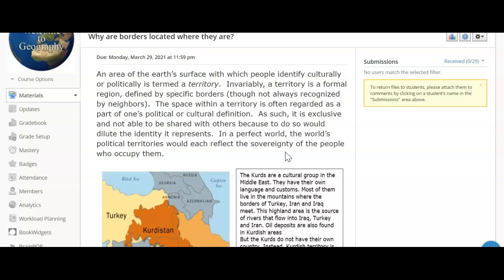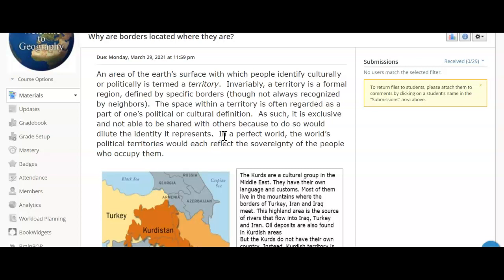So if you think about some of our big cities, they have areas like Koreatown or Chinatown. I know that in California they have a lot of places like that, and people of that ethnic group tend to live and create businesses in the same area. So that's their territory. It's exclusive and not able to be shared with others because to do so would dilute the identity it represents. So if I let somebody else come in there, then I'm basically saying that this isn't really this culture any longer, it's shared culture.